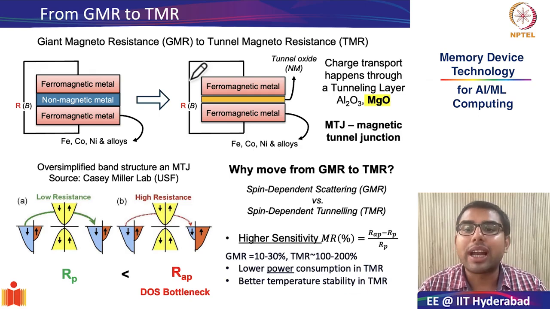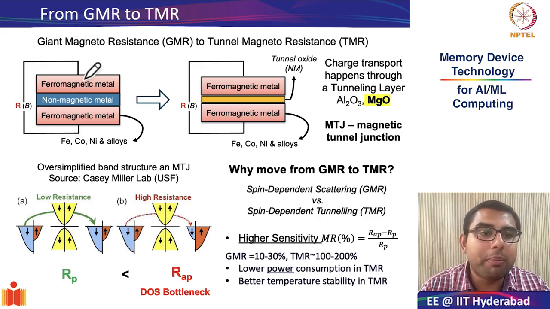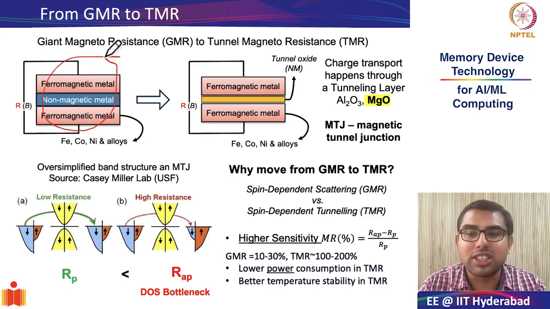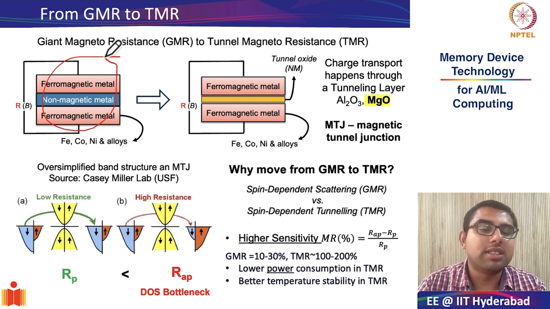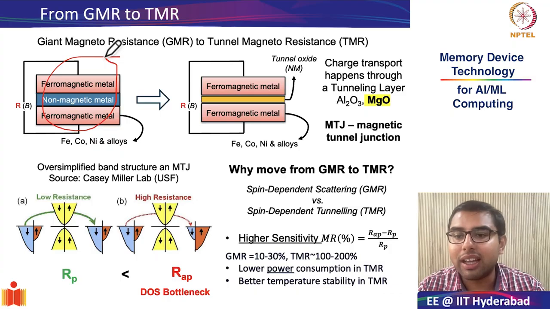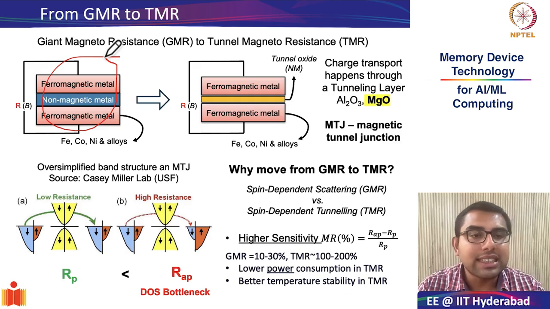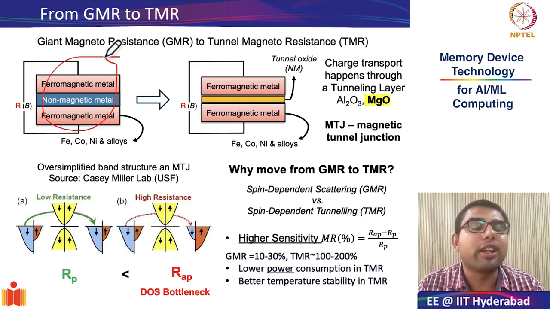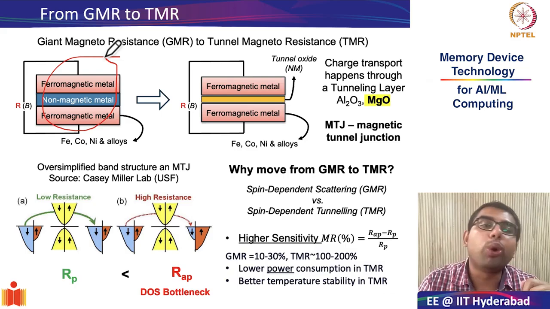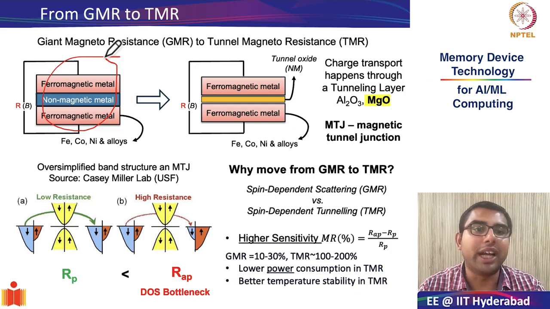Next, we also looked at the phenomena of GMR or giant magnetoresistance. In GMR, we had a device stack of a non-magnetic metal sandwiched between two ferromagnetic layers. And we saw that the GMR effect is this particular device has high resistance at zero magnetic field, and it goes to low resistance when you start applying a finite magnetic field.